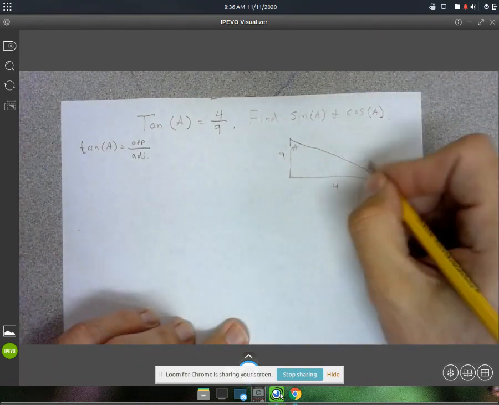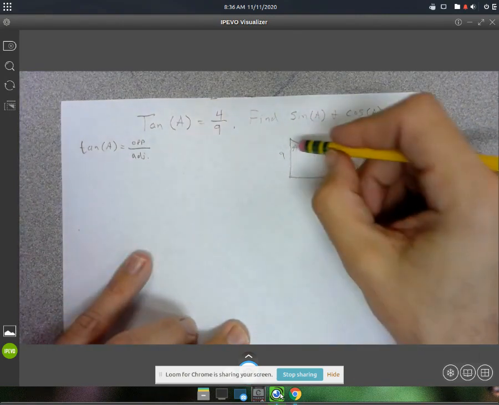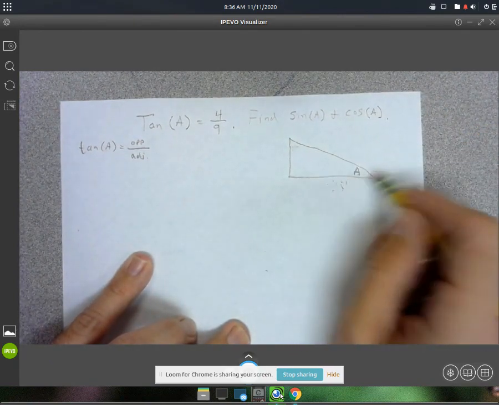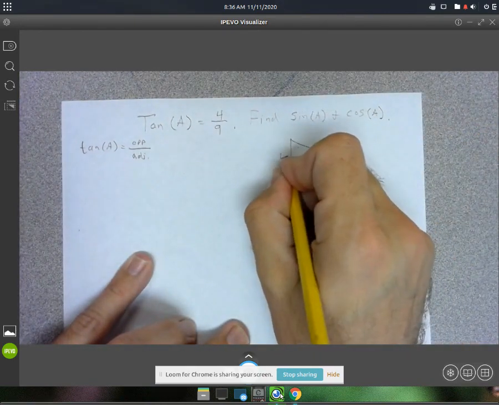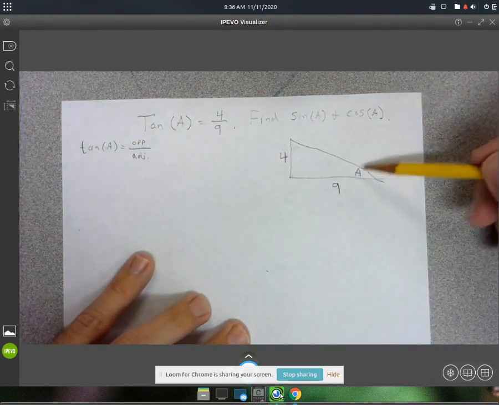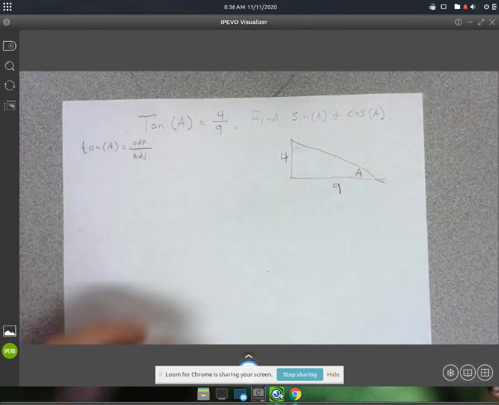But just to make it simpler in our minds, I'm going to pick this one to be our A and swap these numbers around here. So let the shorter side be 4 and the longer side be 9. So now tangent of A is 4 over 9, opposite over adjacent.